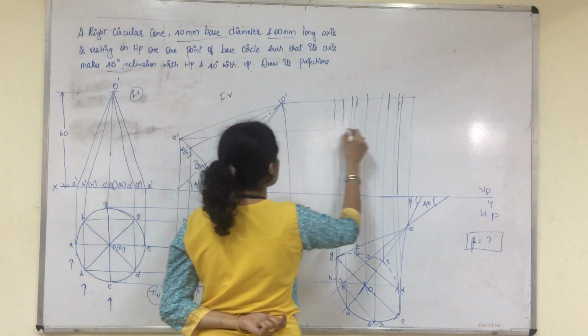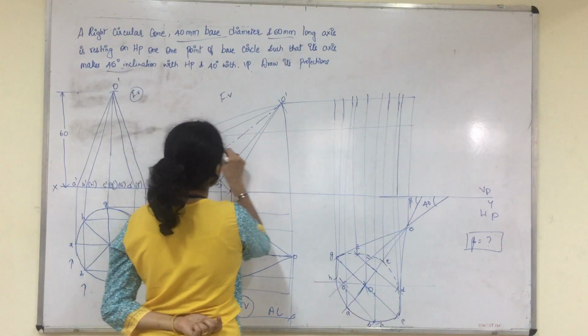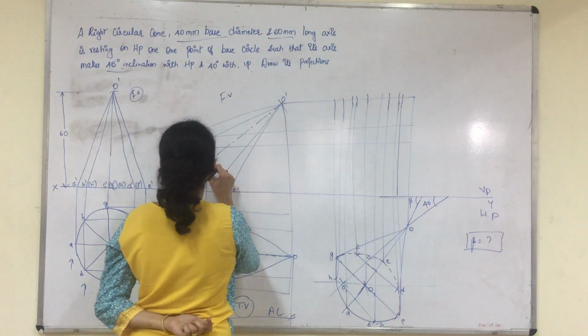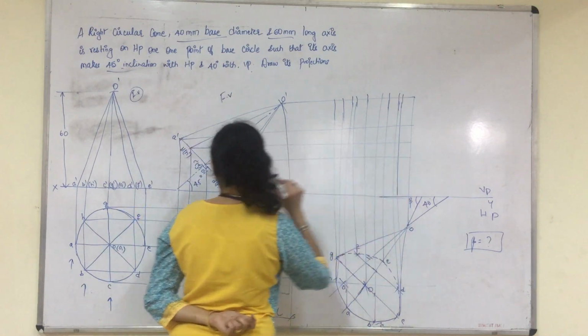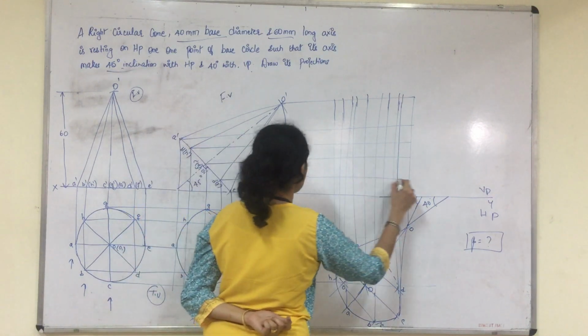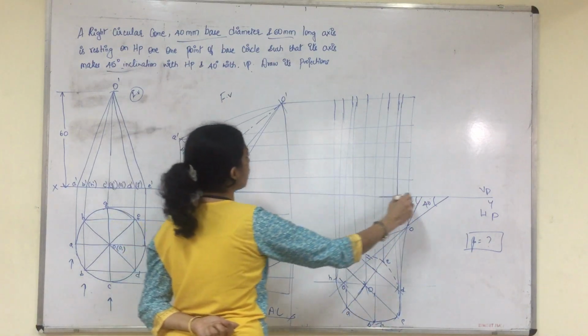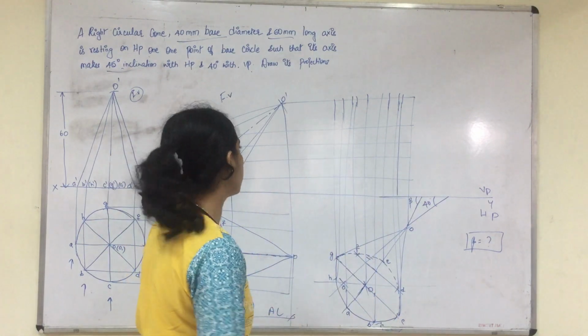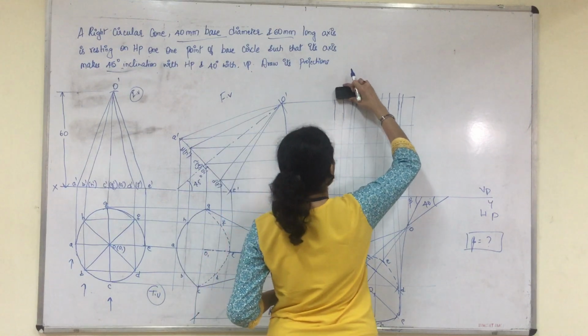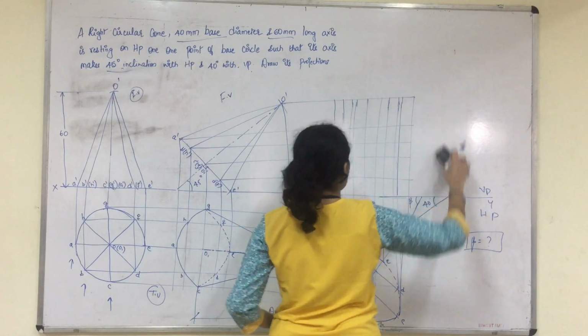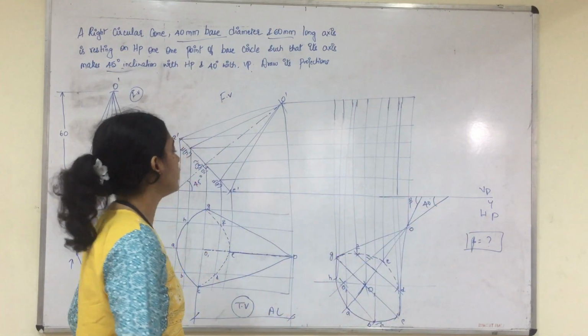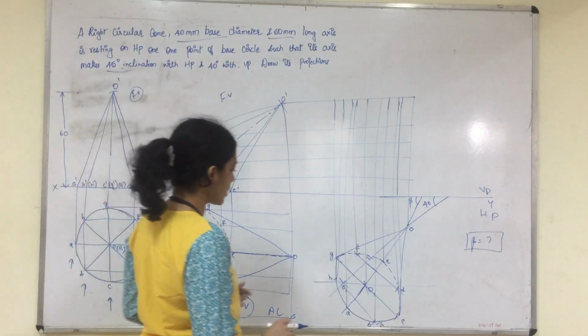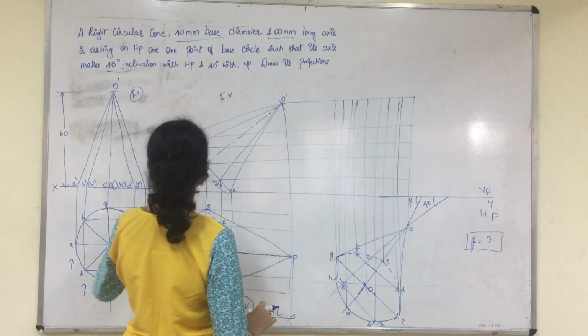O dash, from A dash, from B dash and H dash, from C dash and G dash, from D dash and F dash. E dash is along the XY line already. So after this, kindly erase the extra projection lines so that they will not cause any confusion for you all. So after that, start reading the locus.